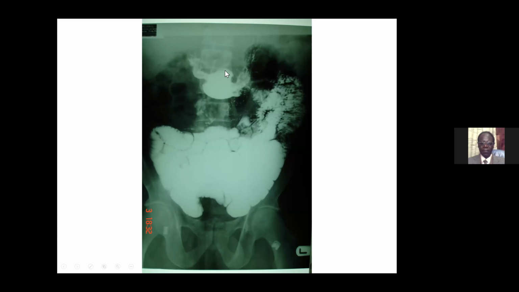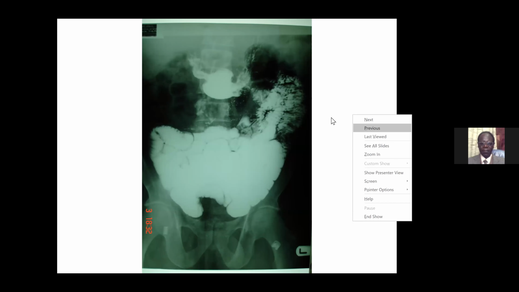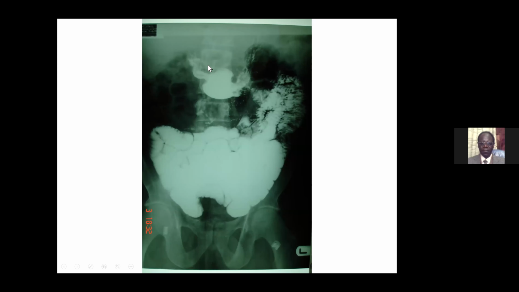Okay, so this is a barium meal and follow through. So the follow through, we have done a meal, but we go ahead and follow to see the jejunum and the ileum.